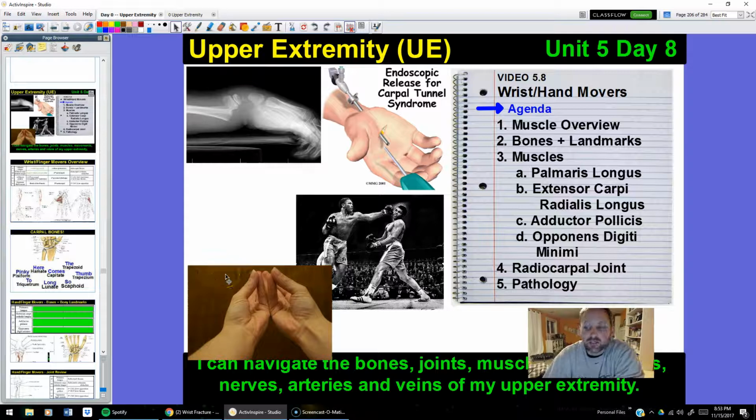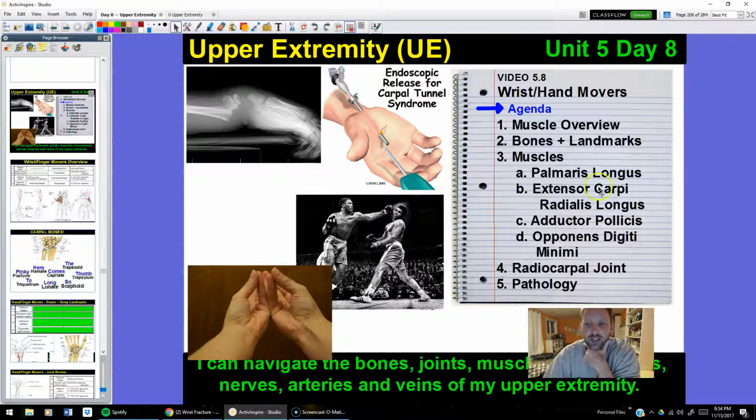Hey guys, we are here for video 5 of the upper extremity unit. I will do my best to keep this video short. I also want to show you guys some videos of an endoscopic release of carpal tunnel syndrome. We're going to see a video of a Colles fracture. We're going to look at videos of Boxer's fracture.